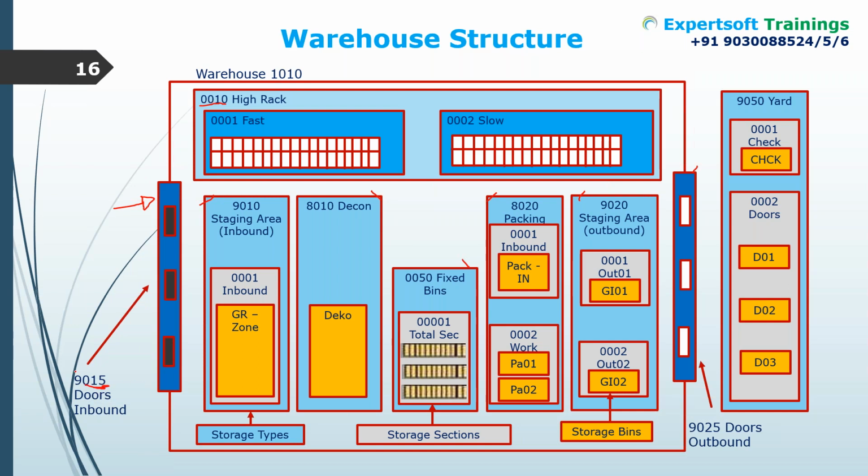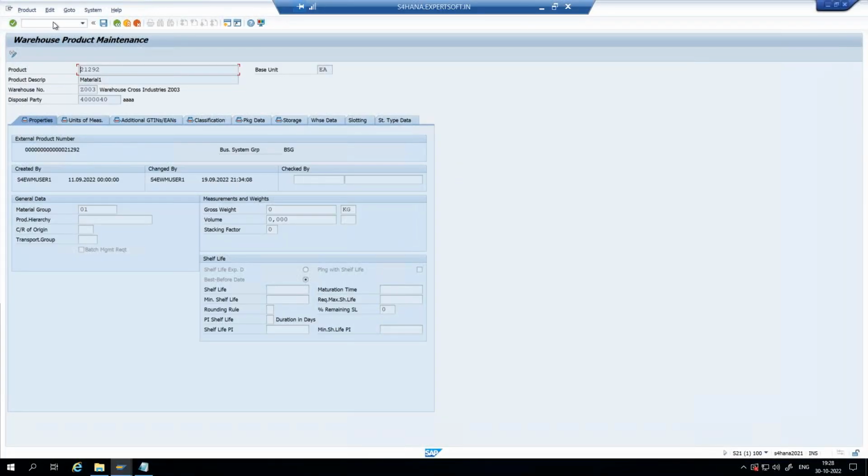And how can it identify that this is a door? In your storage type configuration, you will assign the storage type role. Okay, I will show you in the system.